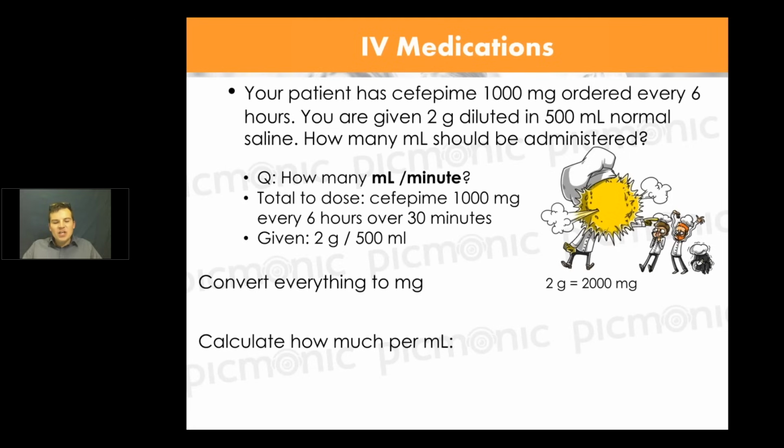The next thing we want to do is calculate how much medication is in every ml of this bag. Here I've converted to milligrams, so I've taken my 2 gram solution and converted that to 2,000 milligrams per 500 ml. If I had 2,000 per 500 ml, how much medication is in every single milliliter? That's right, so you divide 2,000. If 2,000 is in 500 mLs, literally all you have to do is divide.